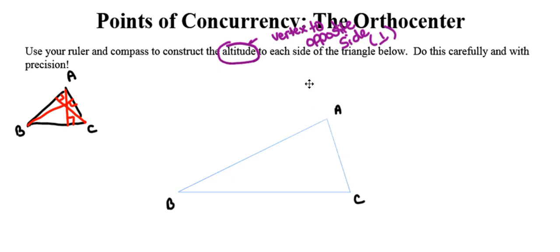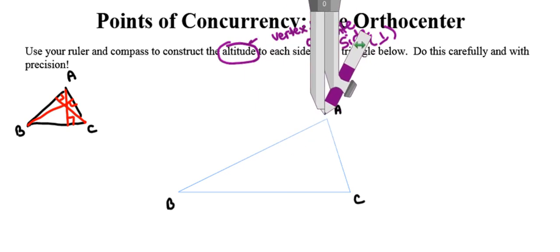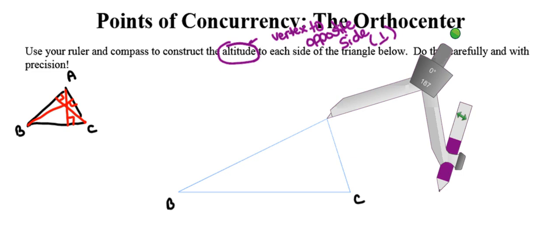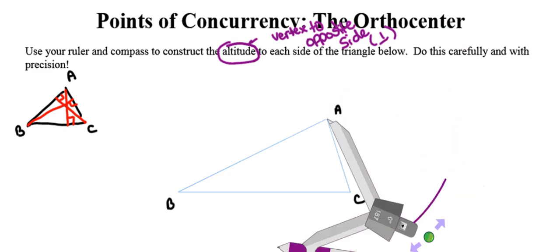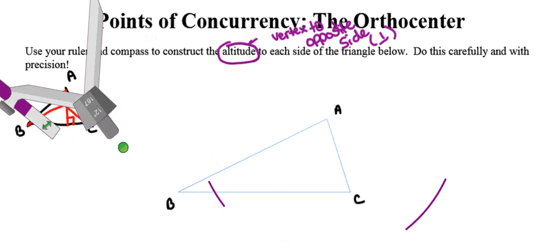All right, if I want to construct from vertex A, I'm going to grab my compass. I'm going to begin by putting the point of my compass on point A, and I need to draw an arc that intersects side BC in two different places. Now, it just so happens that one of the arcs I drew intersects side BC, the other of the arcs does not. So I'm going to grab my straight edge and extend side BC.